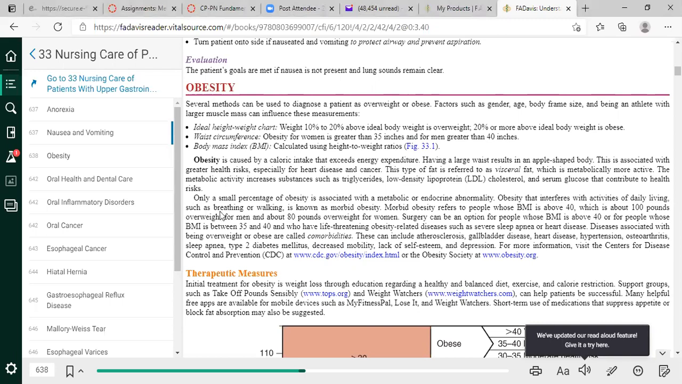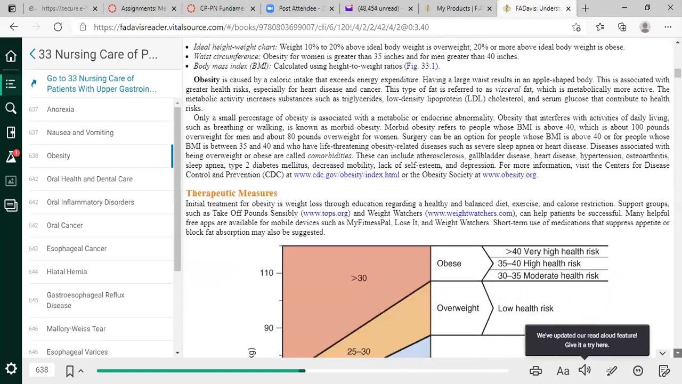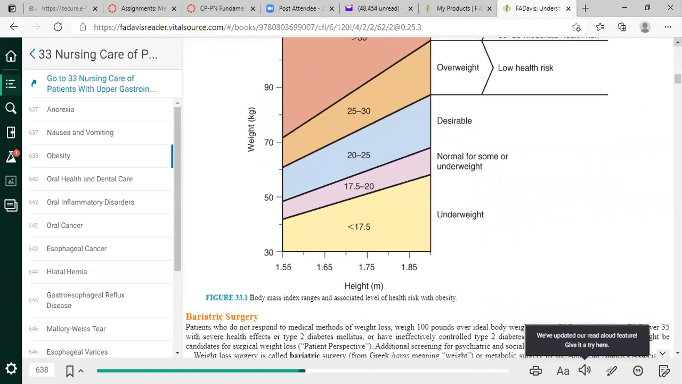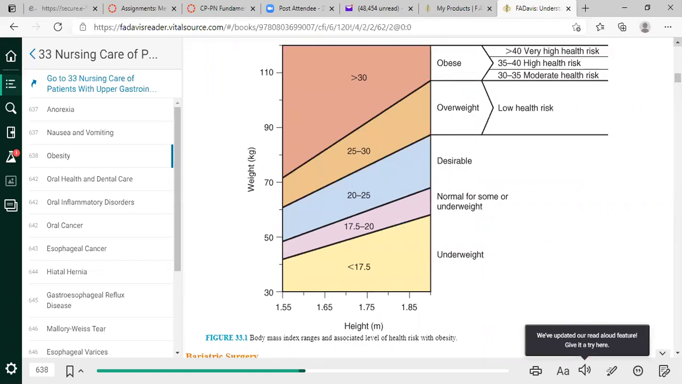And it's talking about bariatric surgery. When you're hearing the word bariatric, that refers to seriously overweight or obese. That's bariatric. And there are multiple types of bariatric surgeries. It also has an illustration of the BMI: underweight is anything less than 17.5, normal weight 17.5 to 20, desirable is 20 to 25, overweight is 25 to 30, obese is greater than 30.